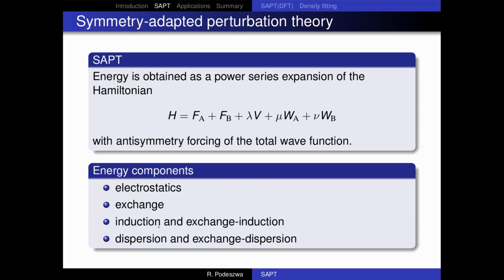Then you have induction, which is interaction of permanent multipole moments on one monomer with induced multipole moments on the other monomer. And exchange induction is an antisymmetry correction to this value. And finally, dispersion, which is a result of fluctuation, instantaneous multipole moments fluctuating and interacting with each other, and exchange dispersion correction due to antisymmetry.